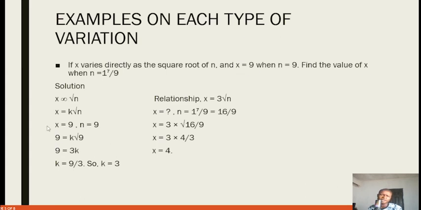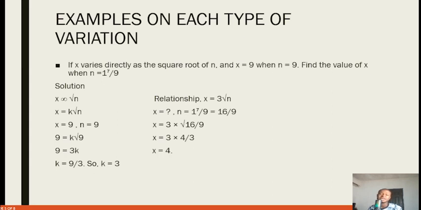So we have x equal to 9, we substitute, and we have n equal to 9. So the square root of 9 gives us 3. That's where we have 3k here. So obviously we divide both sides by 3, and at the end of the day we have k equal to 3. So that is the first part, which is the constant. Whenever you are given a variation question, the first thing you look out for is to solve for the value of the constant that you use in representing the variation.